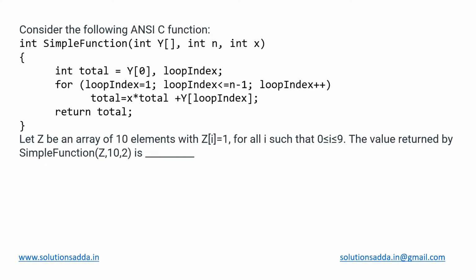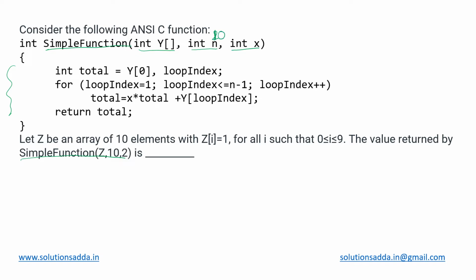Programming question. We have been given a C code. There is a function called SimpleFunction, and it is taking as parameters an integer array, an integer n, and another integer x. It is performing some actions, and we have to determine what would be returned by this function when it is called with these parameters.